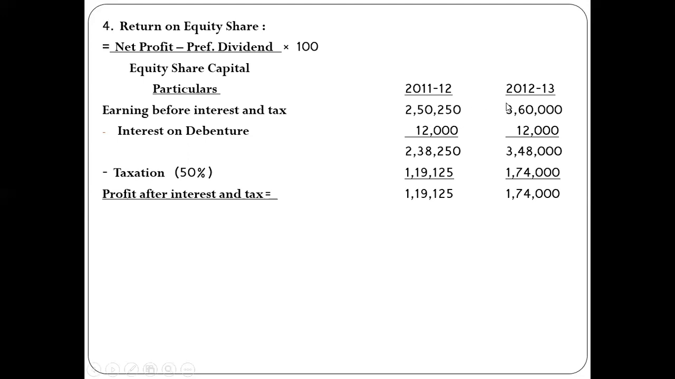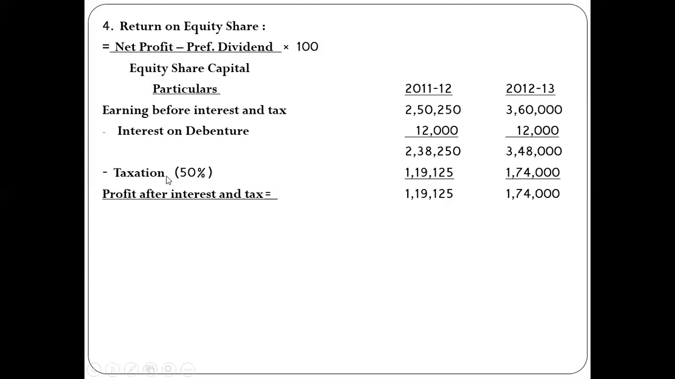Particulars 2011-12 and 2012-13. Now we have the earning before interest and tax, that is 2,50,250, and in 2012-13 it is 3,60,000. We have to minus interest on debenture. Our debenture is 1,20,000 and it is for 10%. So we will minus the interest, that is 12,000 for each year. So we have to minus it, and the answer will be 2,38,250. And for 2012-13 it is 3,48,000.